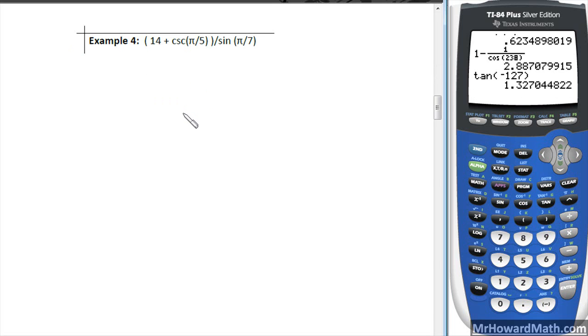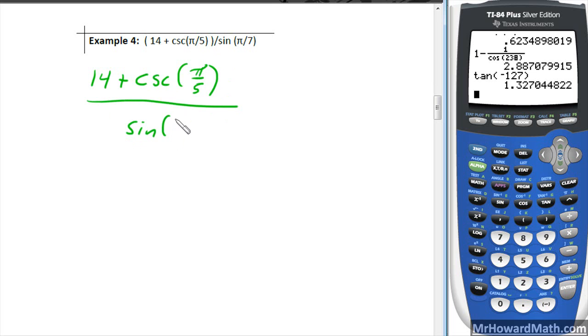All right, example 4 is a little more complicated. We're going to have to be careful with the way we put this in our calculator. Other than that, it's pretty straightforward. Right now I'm going to rewrite it, because they have those slashes in place of division, and I want to rewrite exactly what they're asking us to do, and then we'll make our conversions because our calculator doesn't have cosecant. So here's what they're asking us to do.